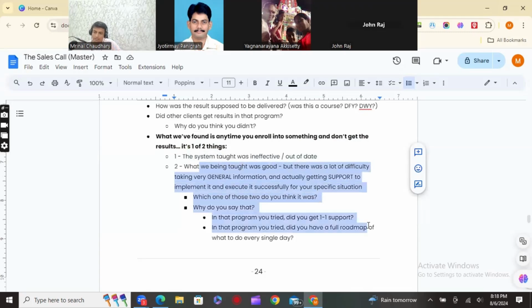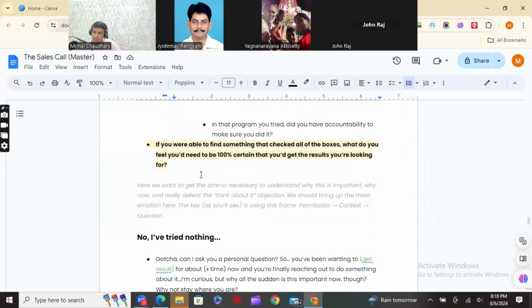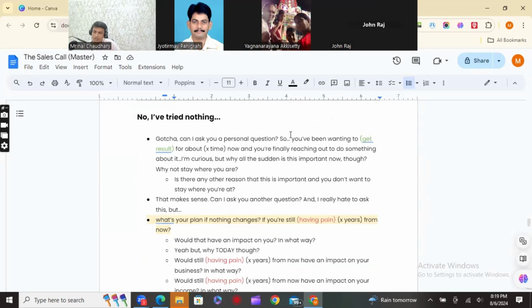In that program, did you try one-to-one support? Have you tried to implement the roadmap? So you have to ask everything in detail. Okay, if they say no, I haven't tried it, then I asked you a personal question.